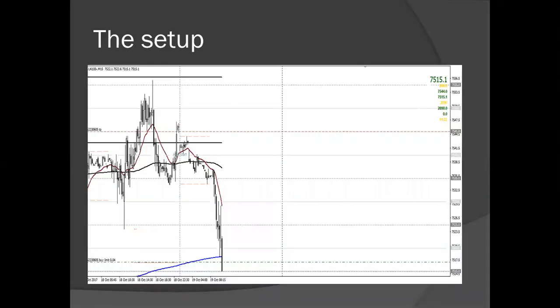Okay, everyone's good. Now if we were to take a closer look at the setup itself, I know this is only 15 minutes, guys, and we're looking for trade setups on the H1. I just didn't have my other platform on to take screenshots of ones that have formed in the H1.